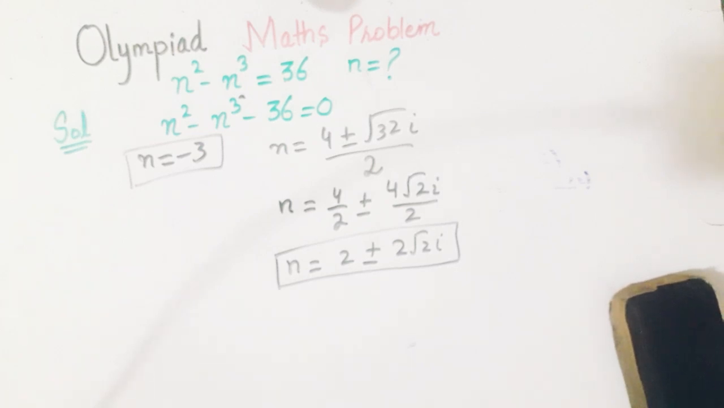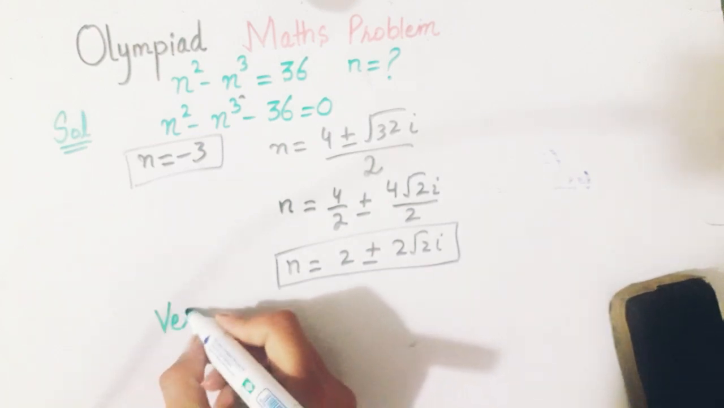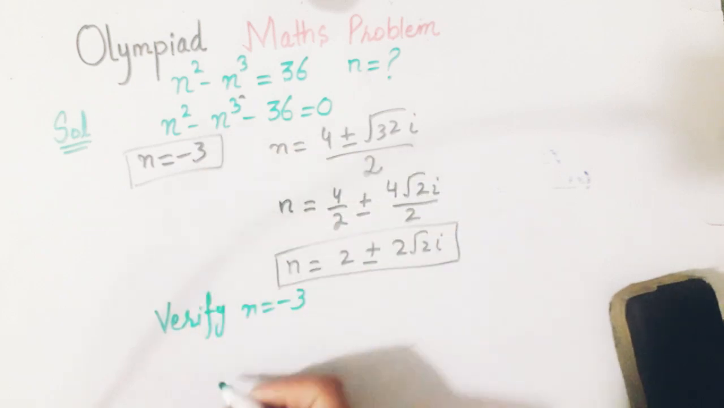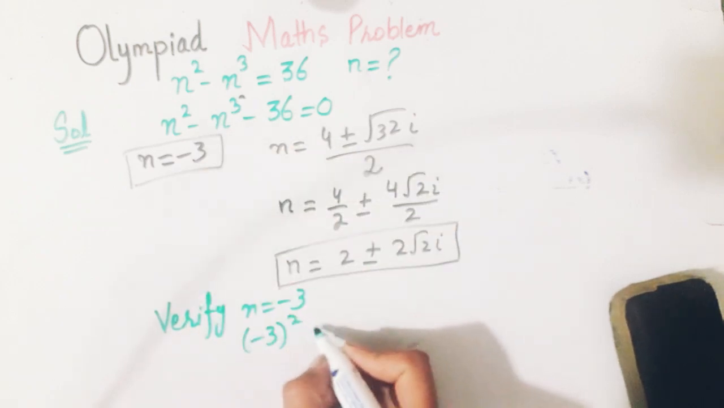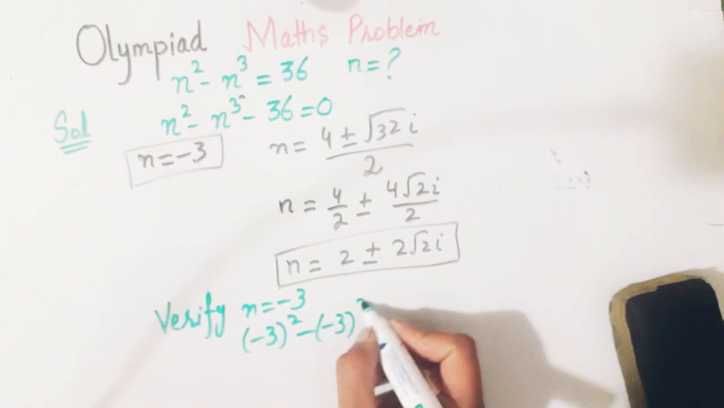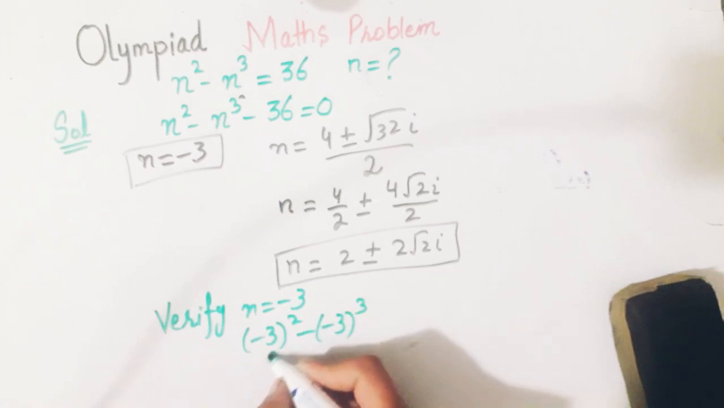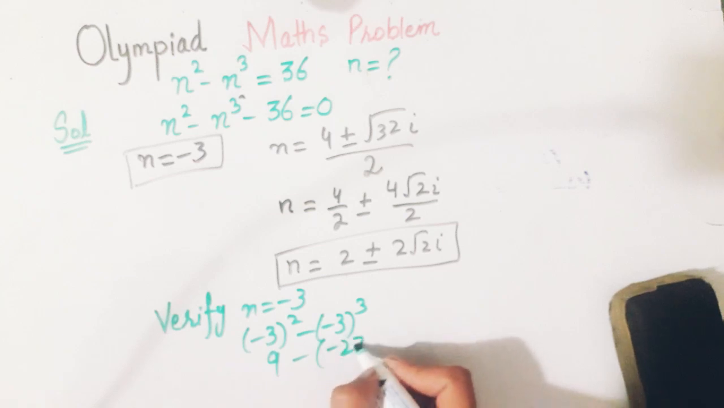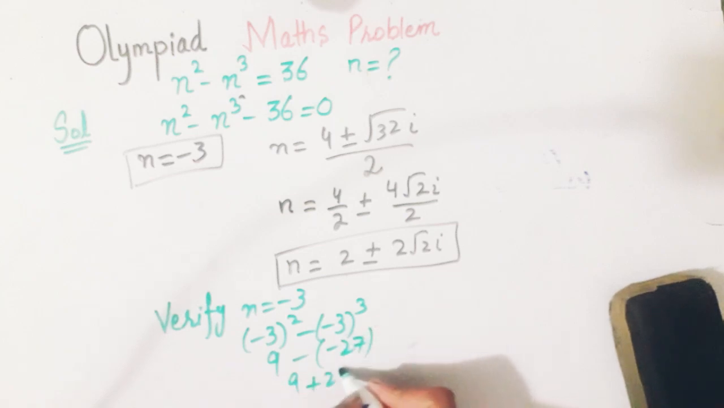Now we will do the verification. Verify at n equals minus 3. So minus 3 square minus minus 3 cube, that means 9, and minus into minus 27, 9 plus 27 equals 36. Now you can see by taking the left hand side we have proved the right hand side.